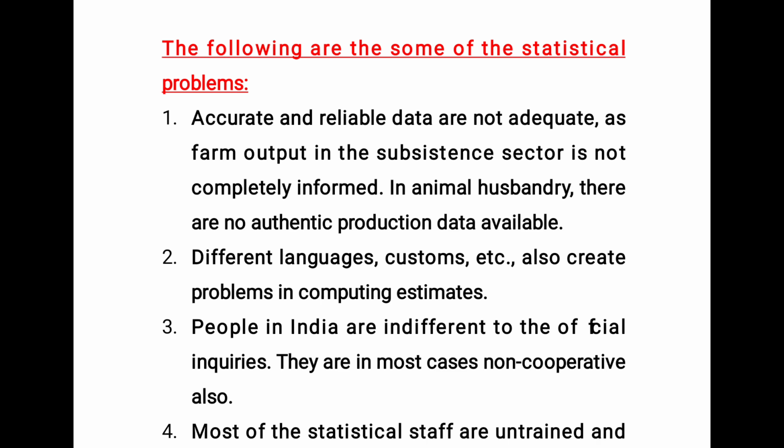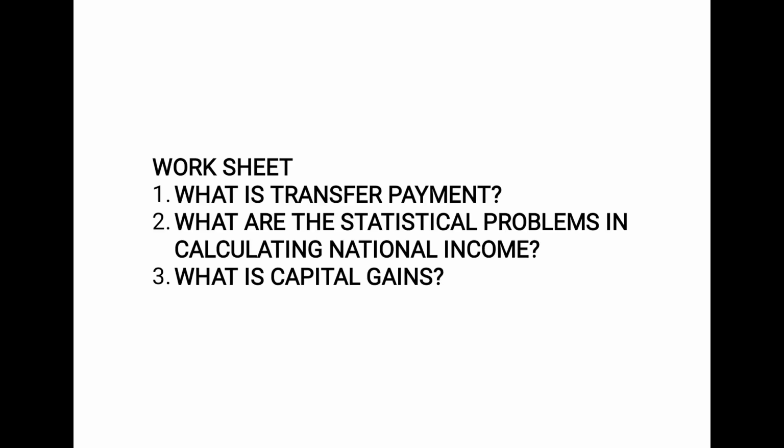So the first one we saw was transfer payment. The second was difficulties in assessing depreciation allowance. The third was unpaid services. The fourth was income from illegal activities. The fifth was productive and self-consumption and changing price. The sixth is capital gains, and the seventh is statistical problems.